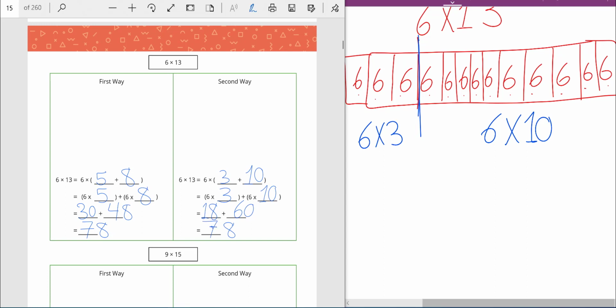Now we have the same product, but we note that when we have 10s, the product is easier than 8 or 9 or any other numbers. So if we distribute the second number, or the greater number like 13, into 1s and 10s or multiples of 10, this is the easier way, and we prefer the second way.